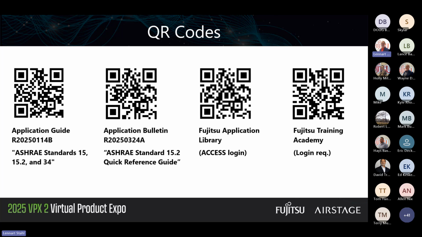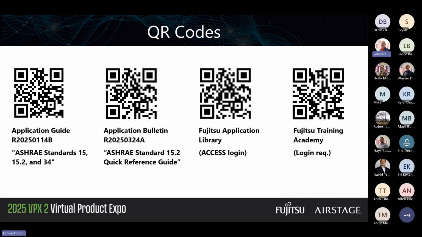So this is a good slide for you. I'm going to leave it up for at least a minute or so. These are the QR codes for the documents that we talked about. On the first, you have the application guide that's available. You can go to that QR code. Then we have the application bulletin, the one with the tables. That is the second one.